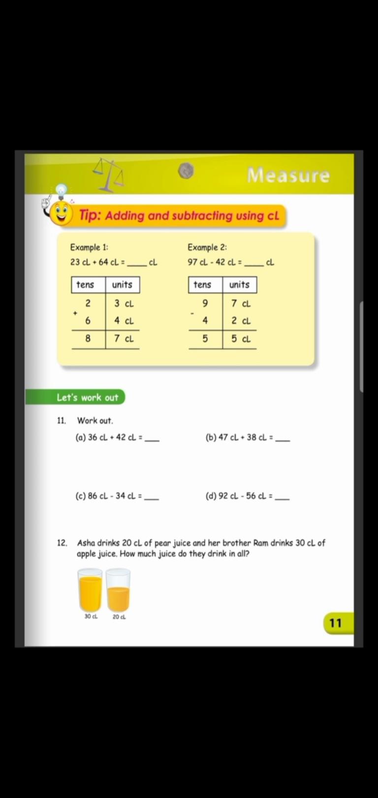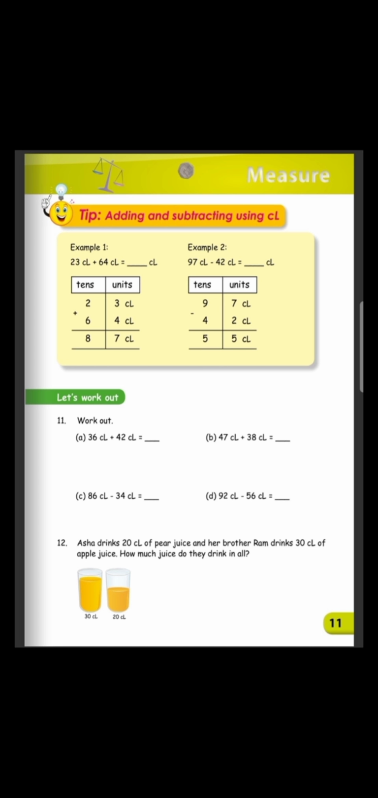Example number 2, we have 97 centiliters minus 42 centiliters is equal to blank centiliters. So the same way, 97 centiliters is equal to 7 units and 9 tenths. 42 centiliters is equal to 2 units and 4 tenths. Starting to subtract with the units column, 7 minus 2 is equal to 5, and in the tenths column, 9 minus 4 is equal to 5 again. So the answer is 55 centiliters.